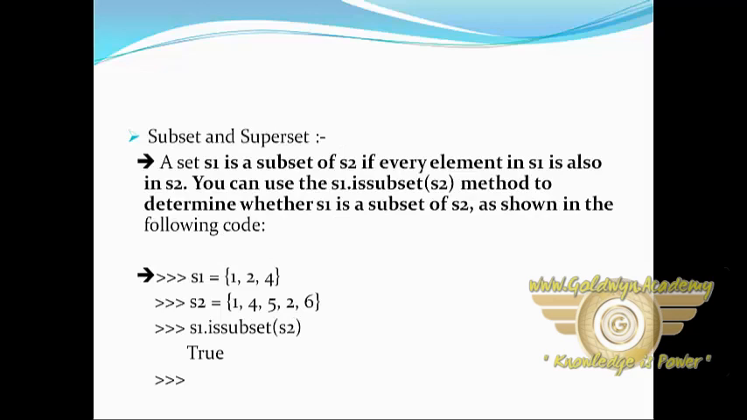Now we see subset and superset. A set S1 is a subset of S2 if every element in S1 is also in S2. You can use the S1.issubset method to determine whether S1 is a subset of S2 as shown in the following code. S1 is equal to {1, 2, 4} and S2 is equal to {1, 4, 5, 2, 6}. We fire the query S1.issubset(S2), then it gives the value True.